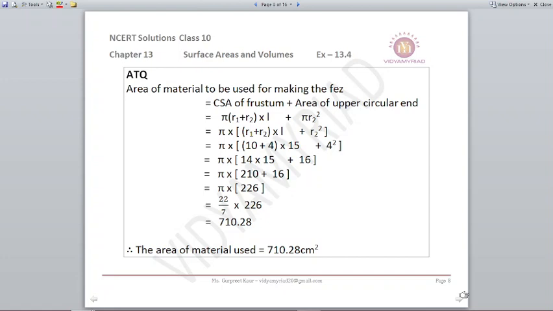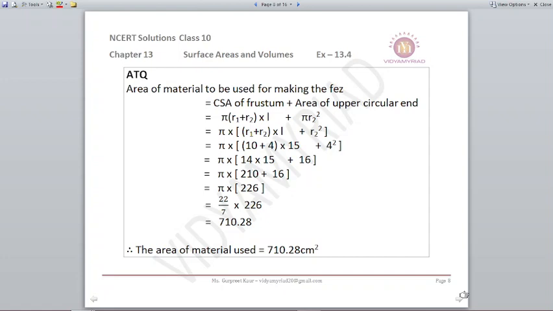So CSA is all around. We used to understand this as the four walls, so it is just the round part. We have to cover the top also, so we will be adding pi r square. So the formula we know is pi into (r1 plus r2) into L plus pi r2 square.